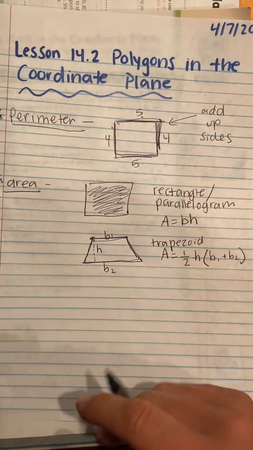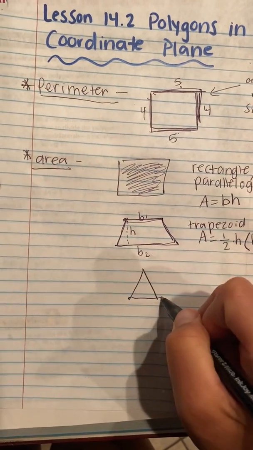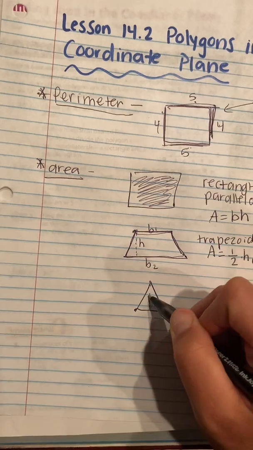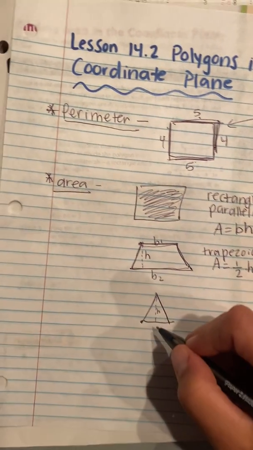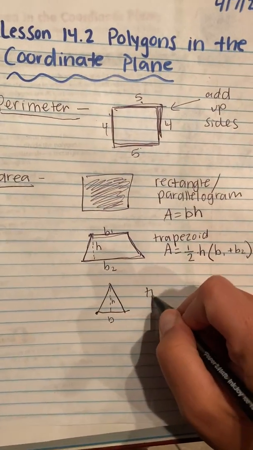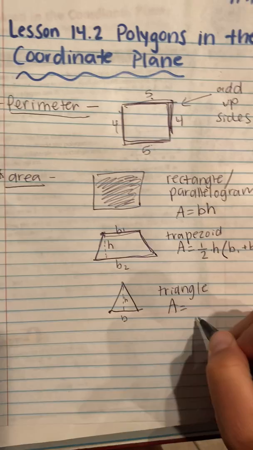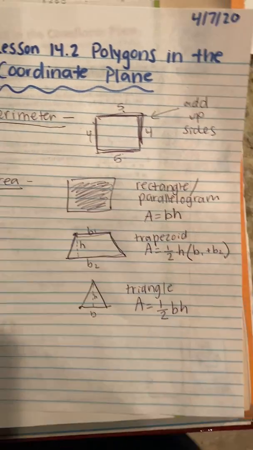Okay, and then you've got your triangle. Remember, this is not your height. You have to draw your invisible line. That's your height. That's your base, the bottom. Triangle area equals 1/2 base times height. Those are all your formulas.